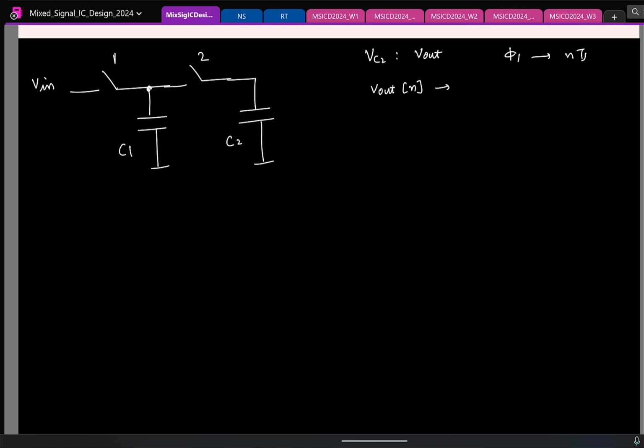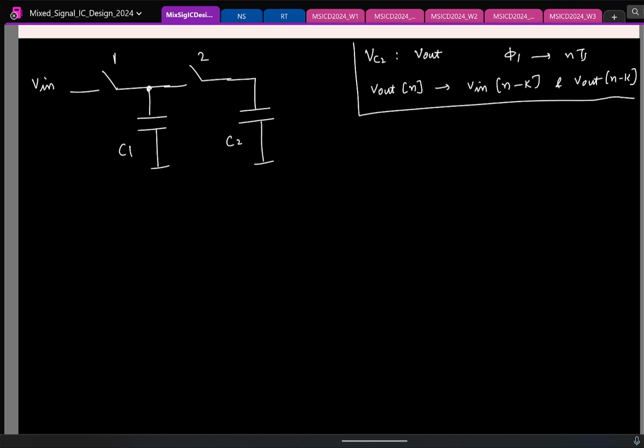You want to find it as a function of the input, any previous values of the input, and any previous values of the output. Because remember, when I look at a filter, the output at any time instant depends on all previous outputs and previous inputs also. It has a memory, which means I should be looking at the past also. So let's see how we can go about finding this.